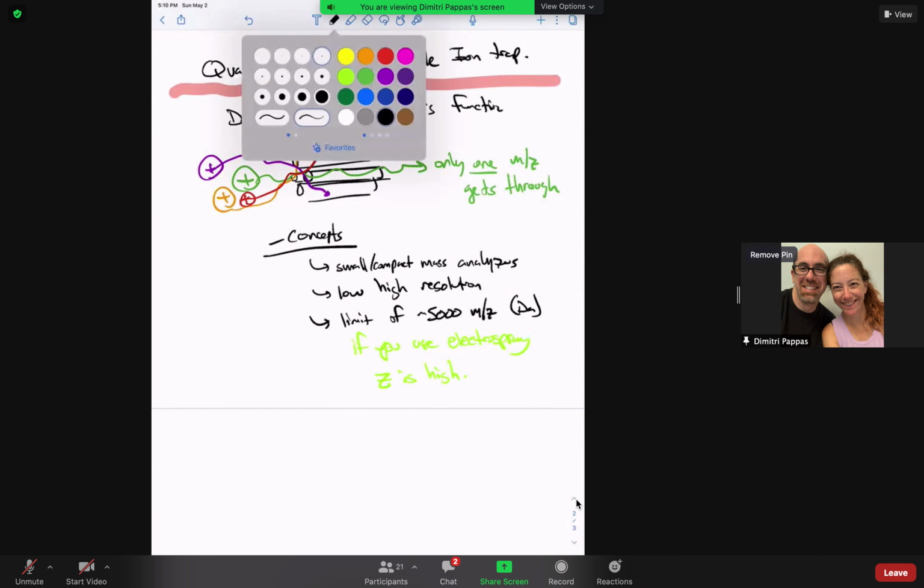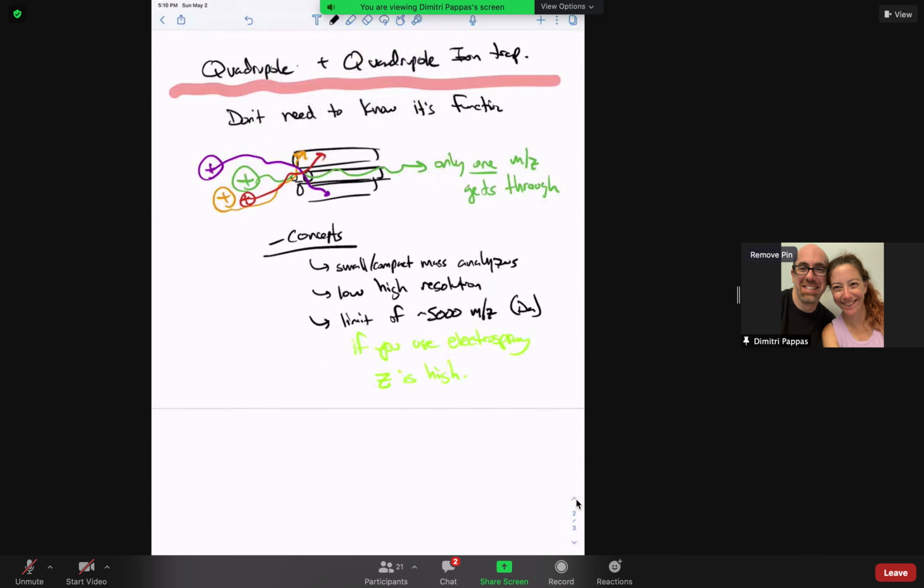Like a larger molecular weight ion, if it's a 100,000 Dalton protein and it has 100 charges on it, which is not out of the question for electrospray, then its M over Z value is 1,000, which is well within the less than 5,000 M over Z range that a quadrupole can use. So a lot of times you'll see quadrupoles using electrospray sources to look at big molecules. That's what you need to know about quadrupoles and quadrupole ion traps.